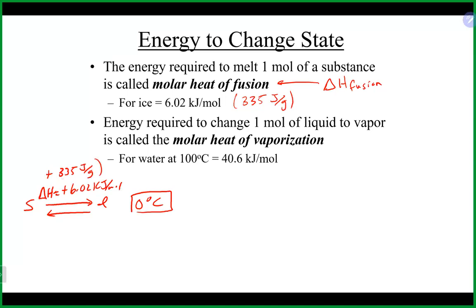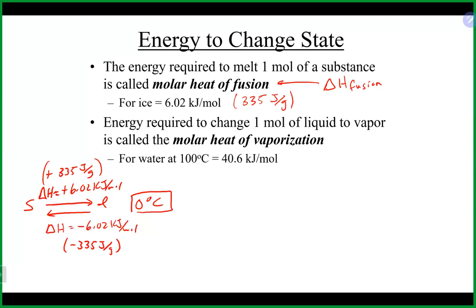Now, if we were going in the other direction, going from liquid back to solid, which is the process of freezing, it would be an exothermic process. The amount of energy is still the same, but the sign would be different. So the delta H going in the opposite direction, liquid to solid, would be negative 6.02 kilojoules per mole, or negative 335 joules per gram.